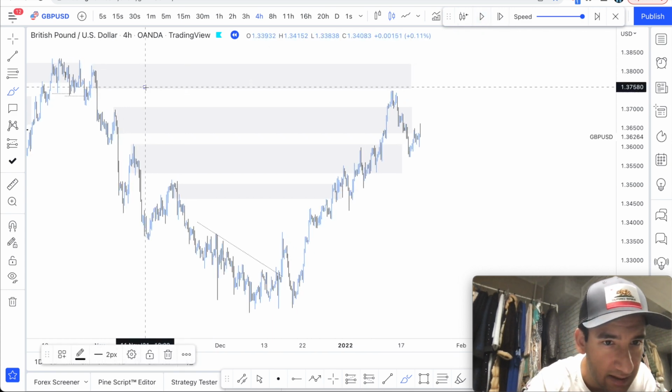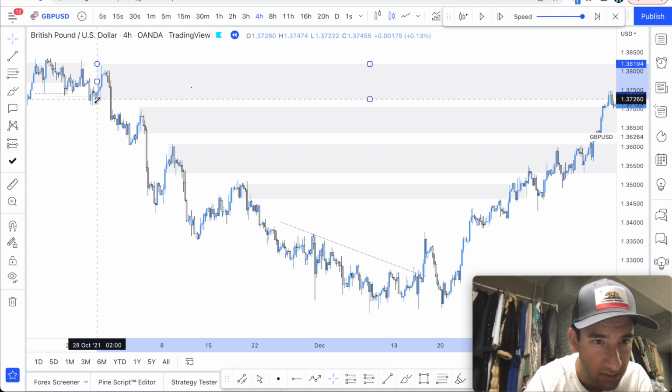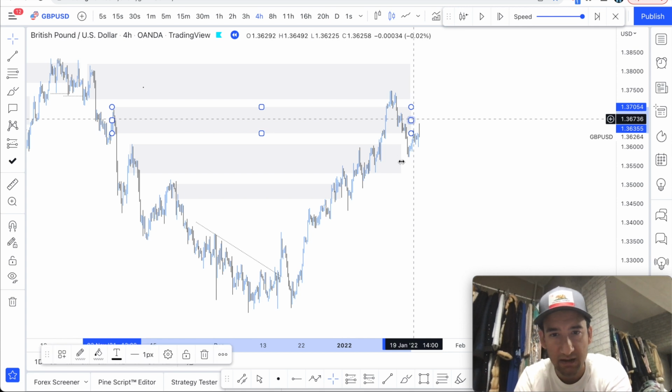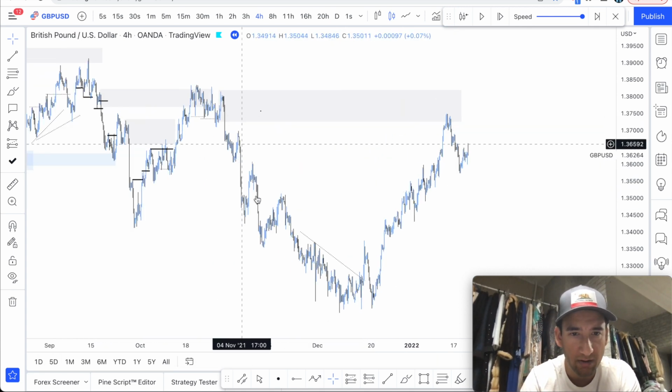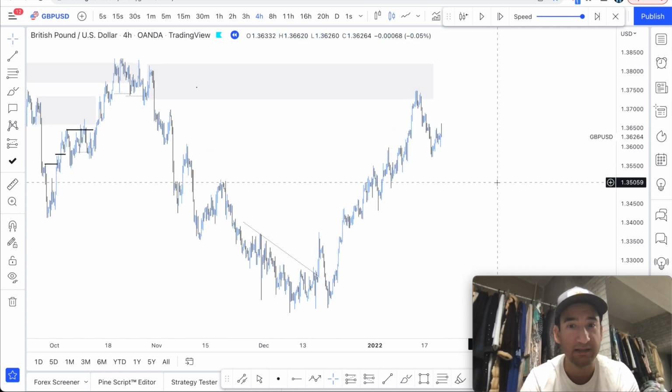And why was that not mitigated? Okay, because I marked it wrong. It was actually right there. Okay, there we go. So we can take these out of the equation, right? These are nothing, right? It filled out all this imbalance, right? And mitigated this last high, and it pushed price down.